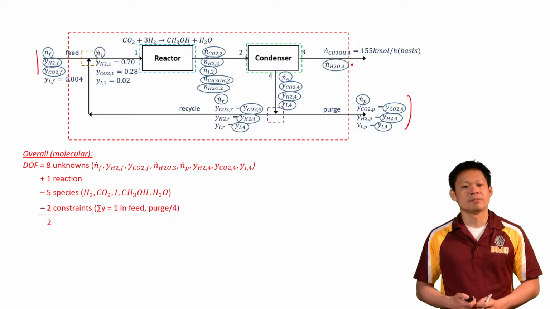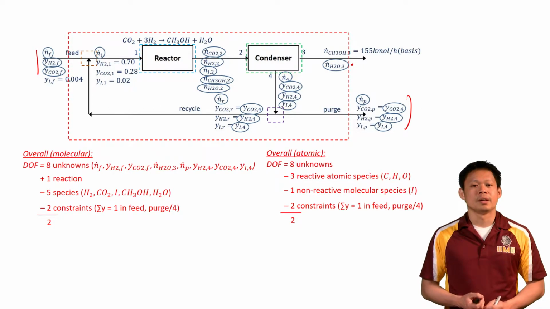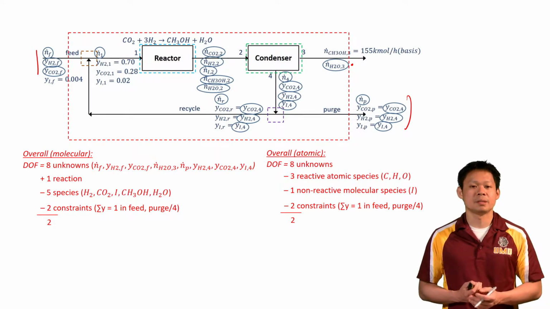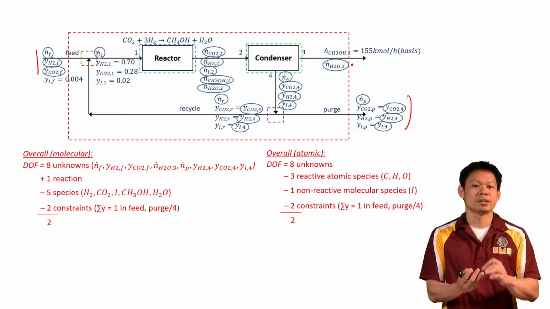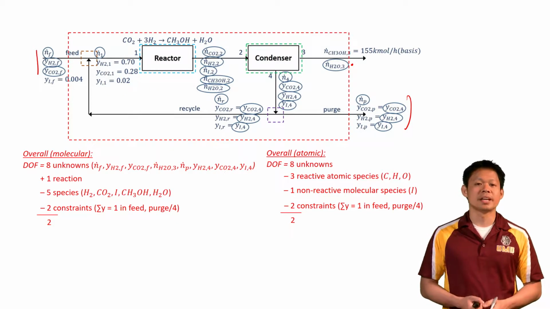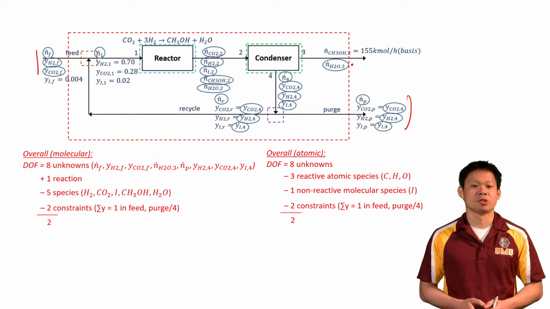Let's double check this with our atomic species method. We have 8 unknowns. We don't add any reactions. We have 3 atomic species that are reactive, our carbon, hydrogen, and oxygen, and 1 non-reactive molecular species, which is our inert. And then we have the same 2 constraints. You have the same degree of freedom of 2.